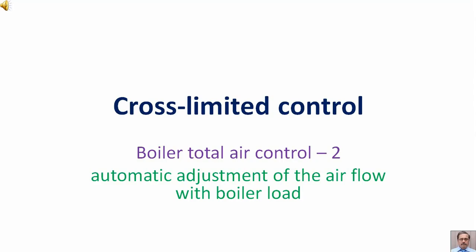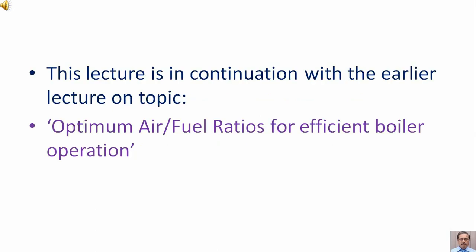Cross limited control. Boiler total air control part 2. Automatic adjustment of the airflow with boiler load. This lecture is in continuation with the earlier lecture on topic optimum air fuel ratios for efficient boiler operation.